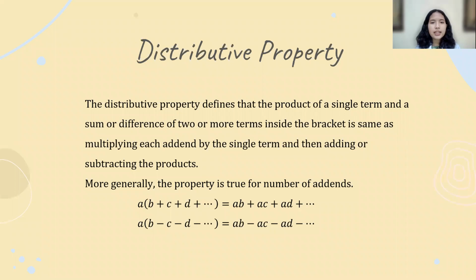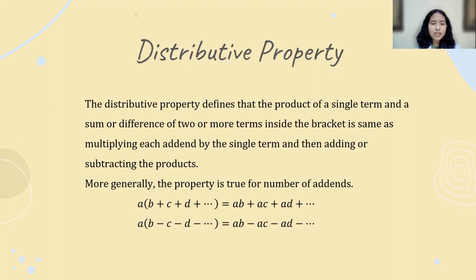And then it is about the distributive property. The distributive property defines that the product of a single term and the sum or difference of two or more terms inside the bracket is the same as multiplying each addend by the single term and then adding or subtracting the products. More generally, the property is true for any number of addends.